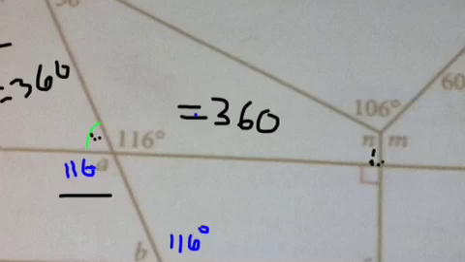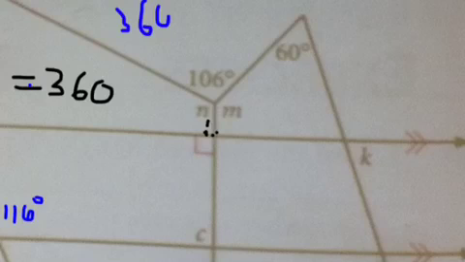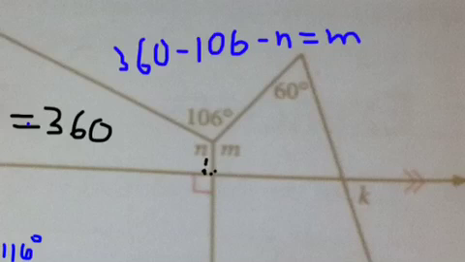Now we're just on a roller coaster of easy. So now, once you have N, you would do 360 minus 106 minus whatever N is, and that'll give you M. Boom. And then once you have M, oh, this is just fun now.